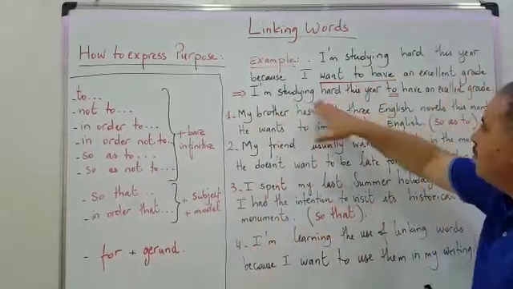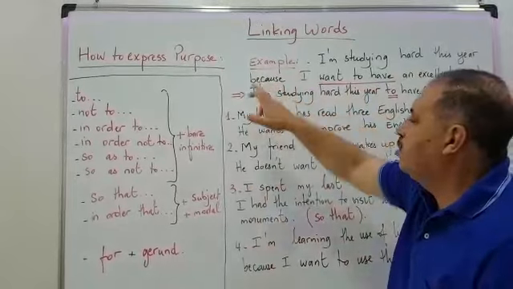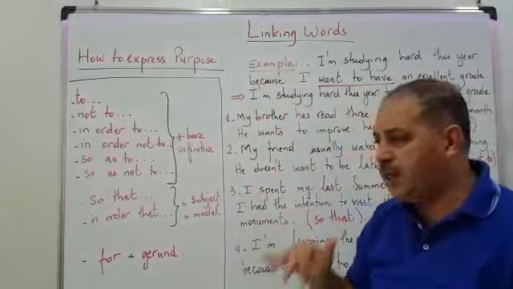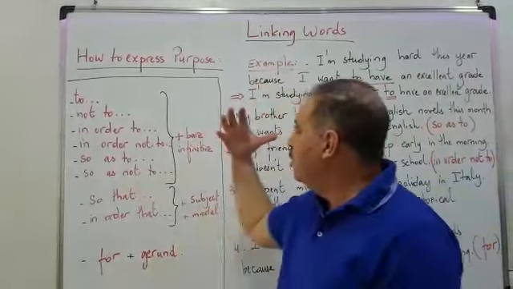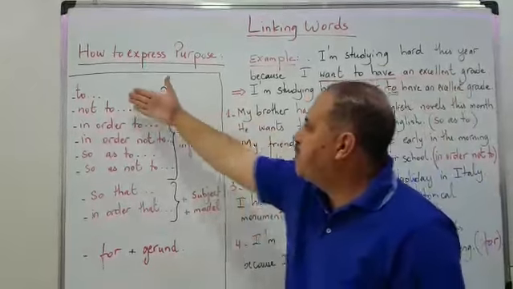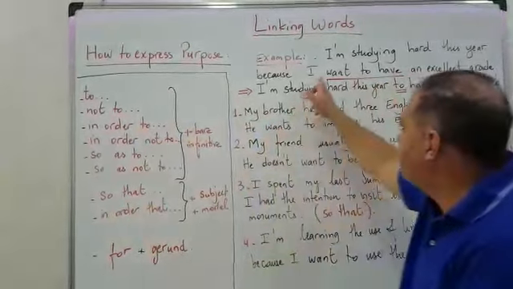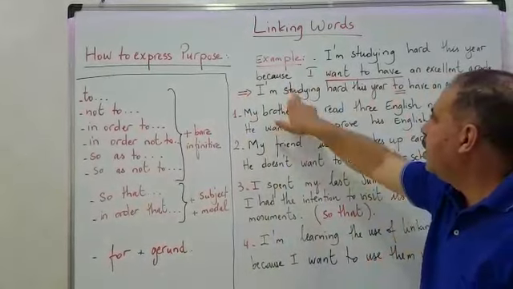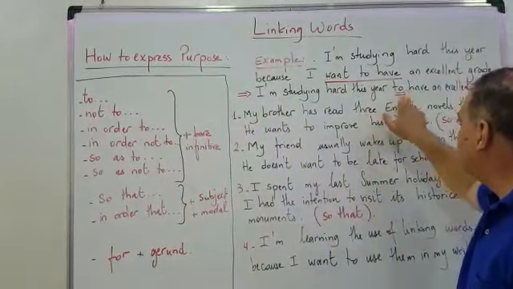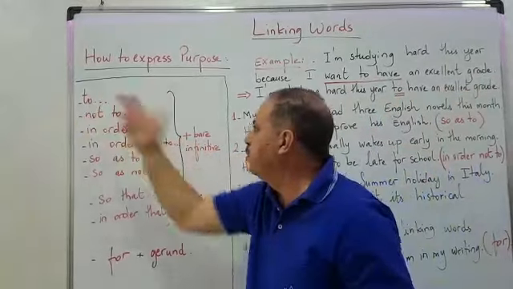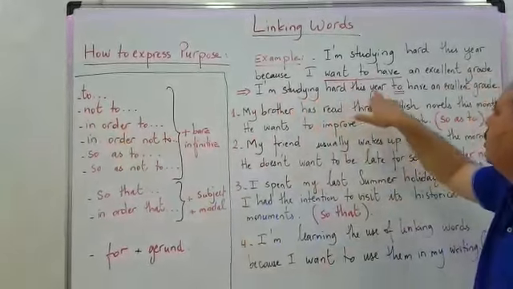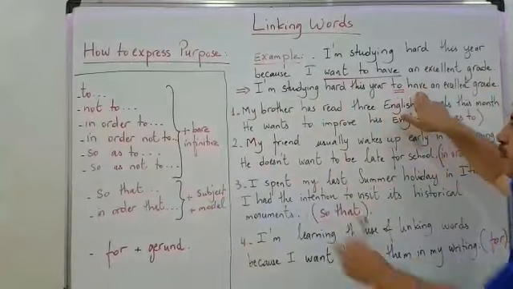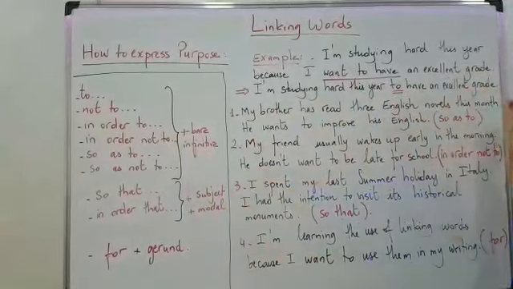So this sentence has used because, but we can express the purpose by choosing one of these linkers in the sentence and it will become like this. For example, I'm studying hard this year, just to, okay, just this to. So I'm studying hard this year to have, bare infinitive, to have an excellent grade.